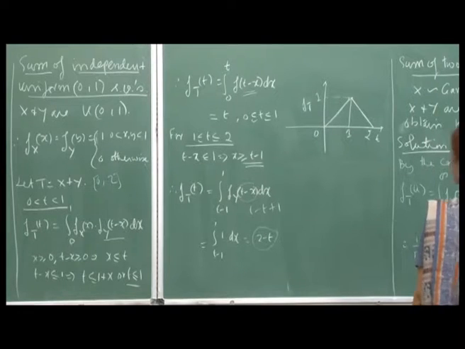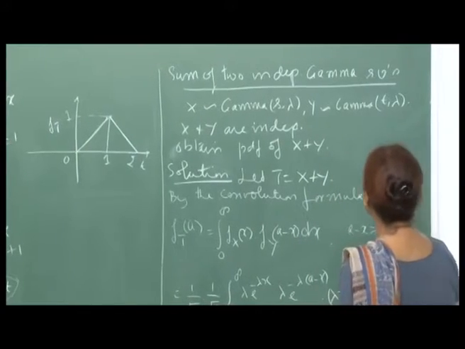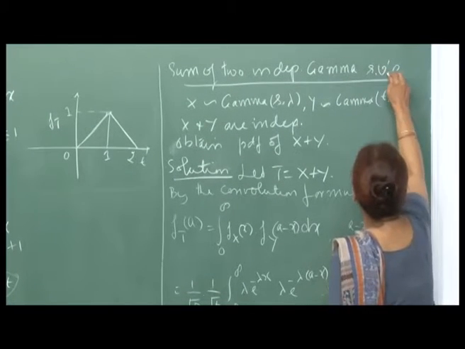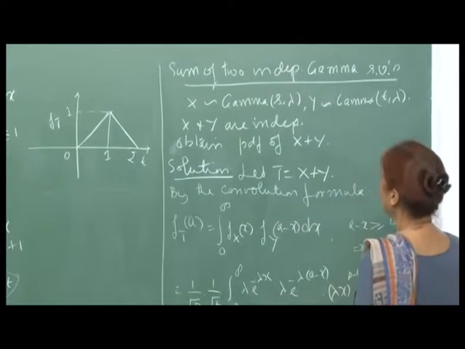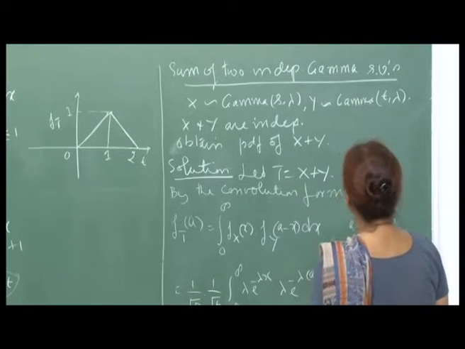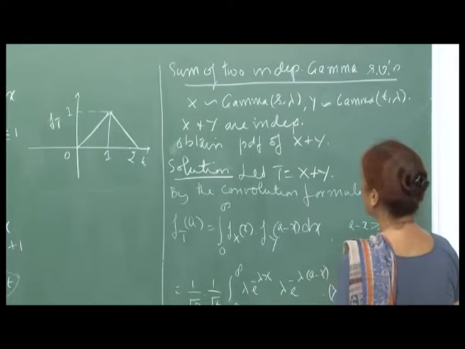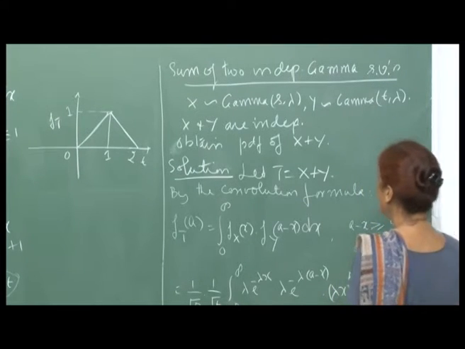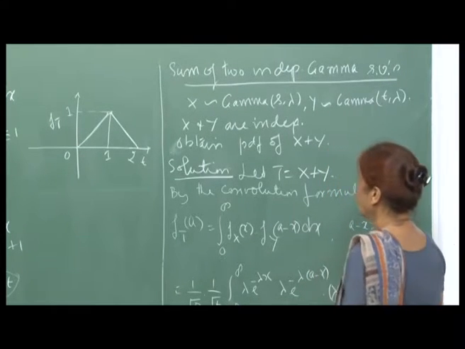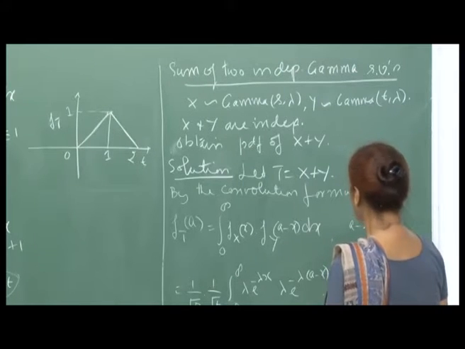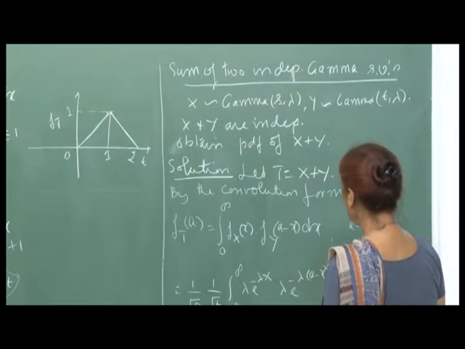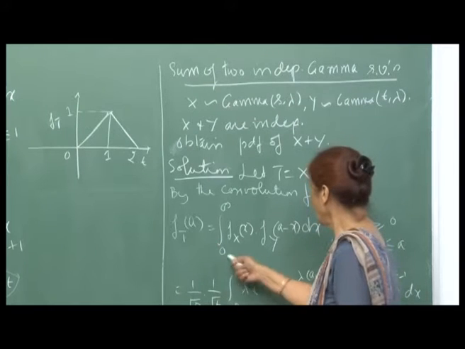Another example is now the sum of two independent gamma random variables. Suppose X is gamma with parameters s and lambda and Y is gamma with parameters t and lambda, and X and Y are independent. We have to obtain the PDF of X plus Y. So define T as X plus Y, and then by the convolution formula f_T(a) we will write as this.